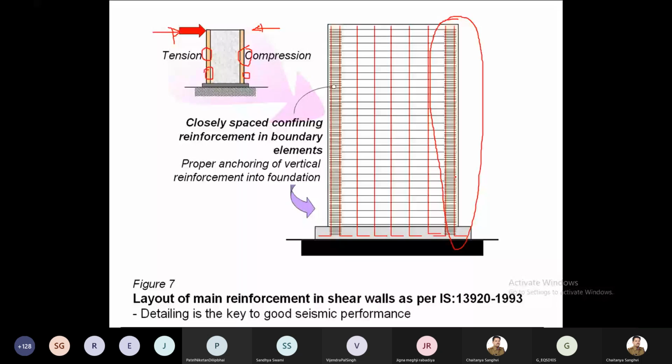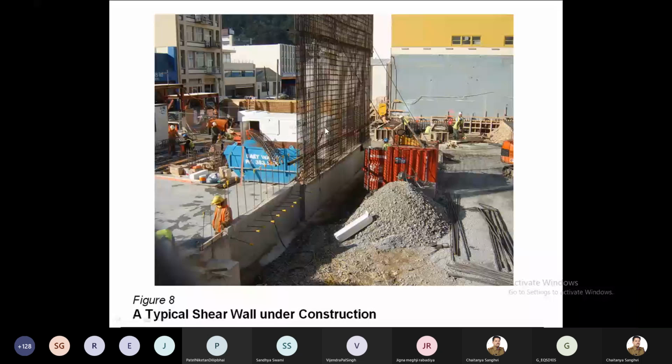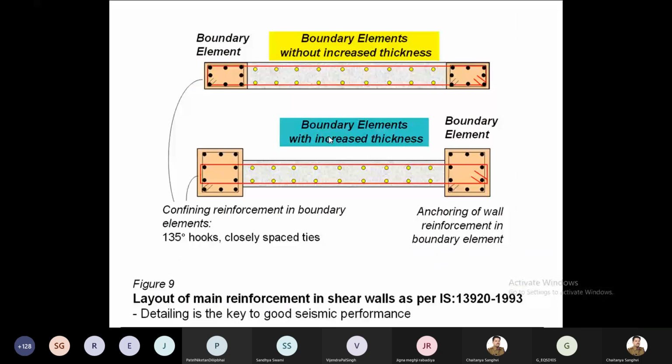You can see here, this is the shear wall. The reinforcement depends on the thickness of the shear wall, 200 mm, 300 mm. So you require one layer of reinforcement or two layers of reinforcement. It is decided by the structural engineer, right? But the important thing is your shear wall must be between the columns or the boundary elements, right?